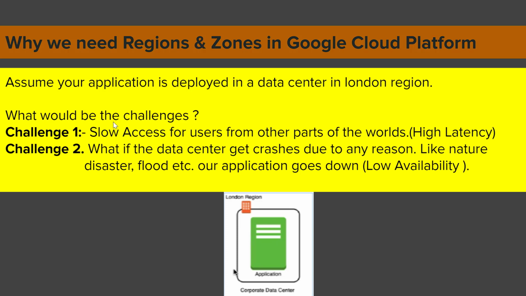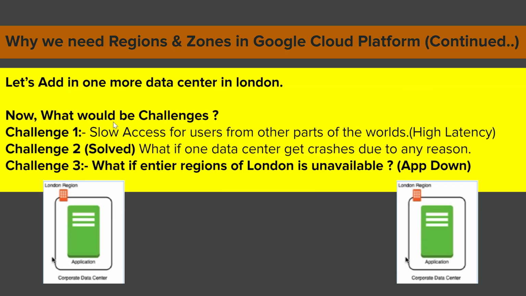Second challenge: what if the data center crashes for any reason, like a natural disaster or flood? Our application will go down, so we don't have availability of the application. These are the challenges when we deploy an application in a single data center in a specific region. Let's add one more data center in London.